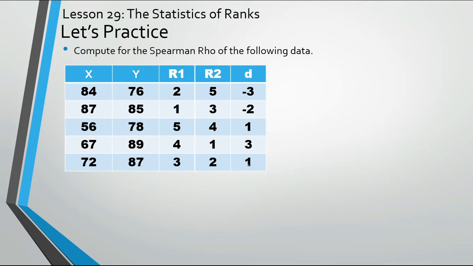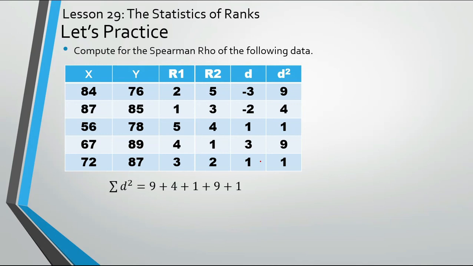Next, we square the results. So, negative 3 times negative 3, 9. Negative 2 times negative 2 is 4. 1 squared is 1. 3 squared is 9. Then 1 squared is 1. Once na meron na akong d squared, i-add up ko na lang yan. So, 9 plus 4 plus 1 plus 9 plus 1 is equals to, very good, that is equals to 24.